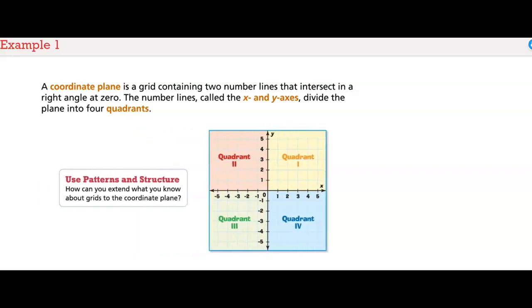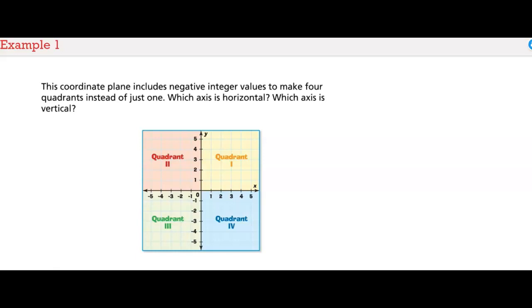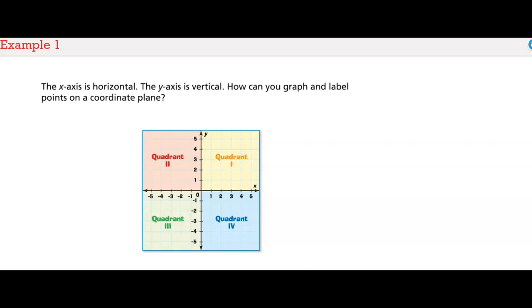Extend what you know about grids to the coordinate plane. How is this coordinate plane different from coordinate planes you have seen before? This coordinate plane includes negative integer values to make 4 quadrants instead of just 1. Which axis is horizontal? Which axis is vertical? The x-axis is horizontal. The y-axis is vertical.